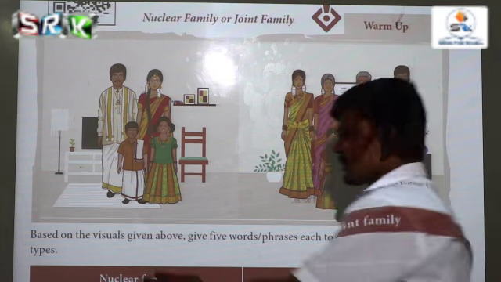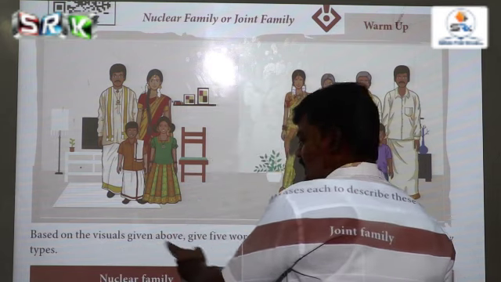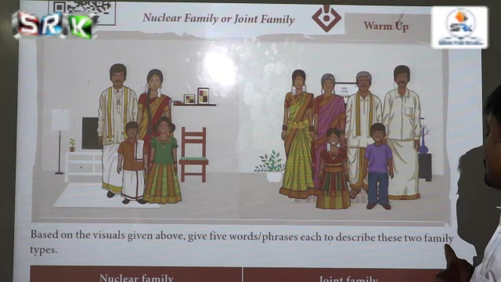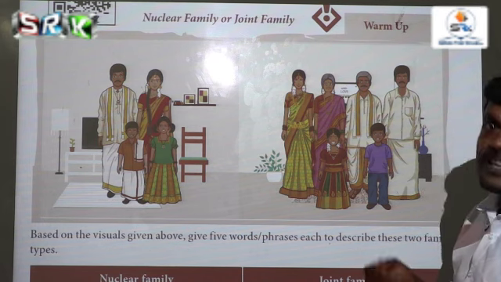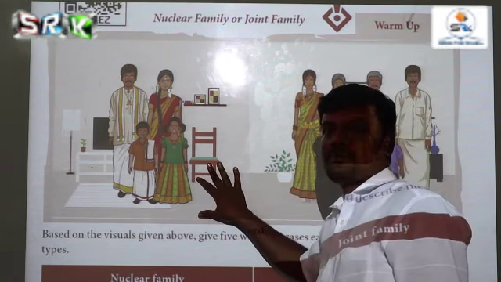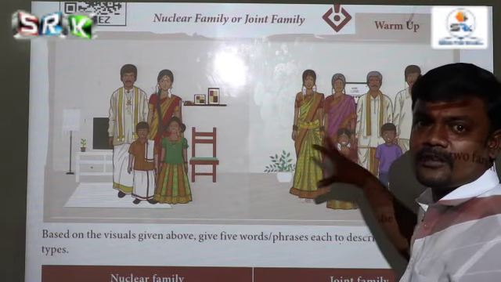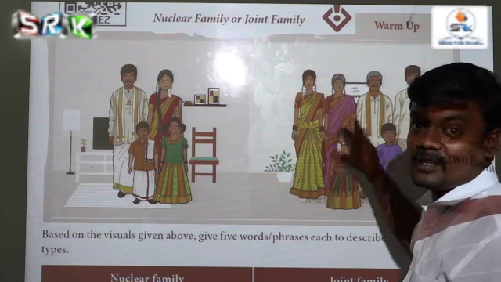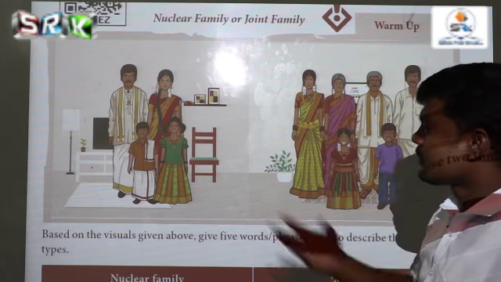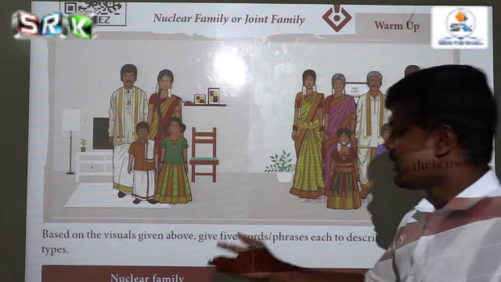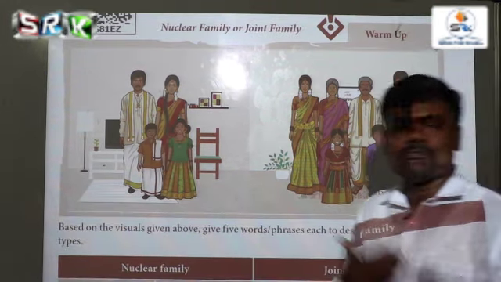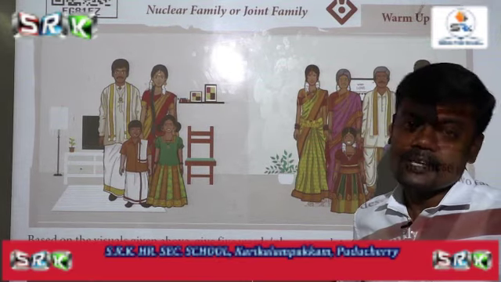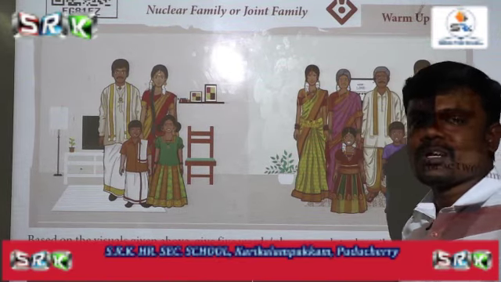So look at here. Based on the visuals given above, give 5 words and phrases each to describe these 2 family types. So, a phrase: I like to live in a nuclear family, I like the joint family. I am already in a joint family. I want to live in a joint family. Like this, you can frame a few words. This is good, this is bad, or this is not in trend, this is in trend. Like this, you can give a lot of words and phrases. So write by your own. Write by your own in these columns, and you can post it.